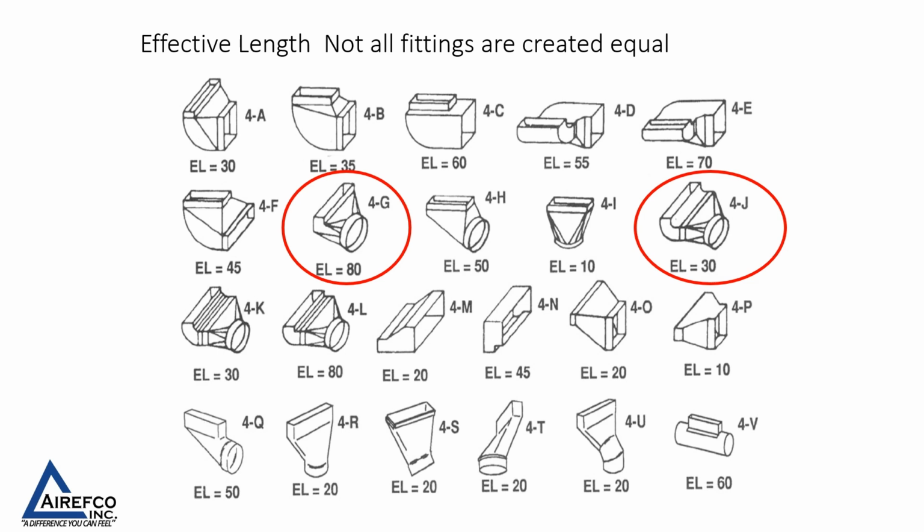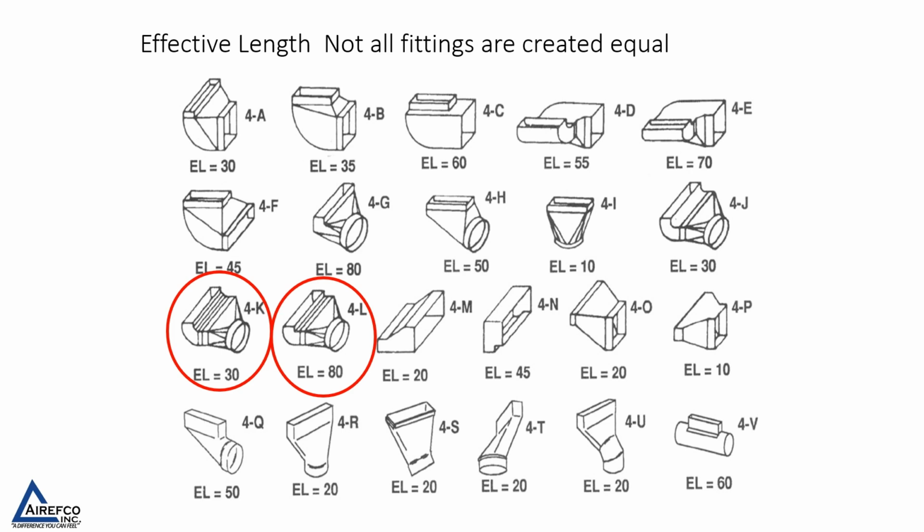You'll notice in this first page the 4G and the 4J. If you use a 4G fitting, the equivalent length of that fitting by itself is 80 feet. So by putting that fitting on the end of a run, you have just added 80 feet to your ductwork. Instead, by using fitting 4J, your equivalent length reduces down to 30 feet. A little bit better. So try to consider this next time you try to size your fittings for your job.